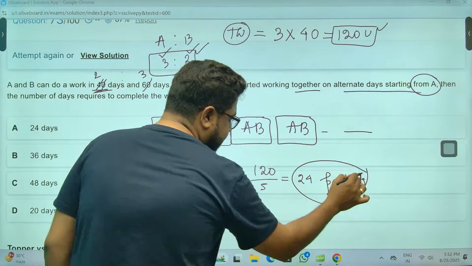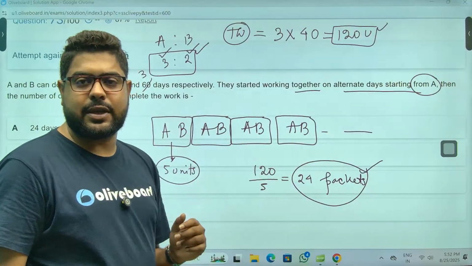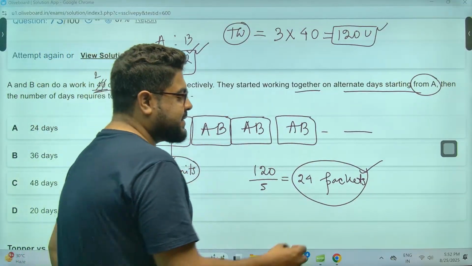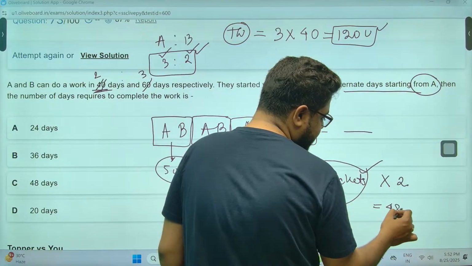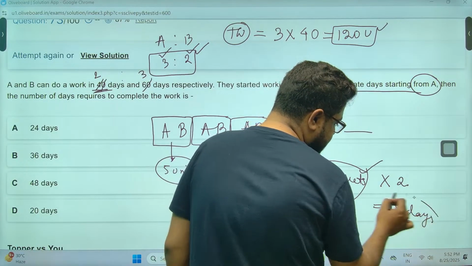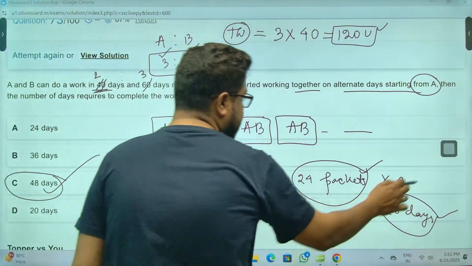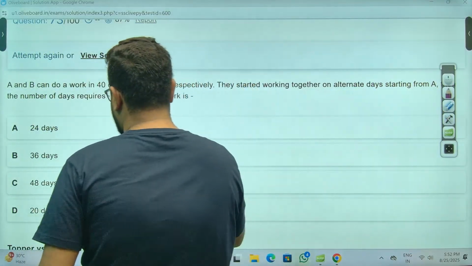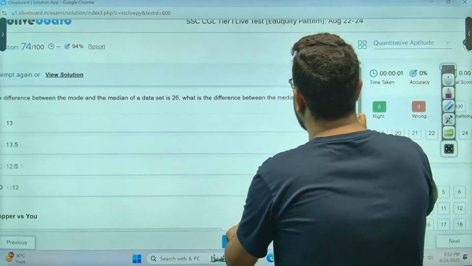Now every packet day-wise is how many days? 2 days. One day A is working, other day B is working. So total how many days? Every packet is of 2 days, so 24 packets is 48 days. That's your answer. Option C, 48, is the correct answer.